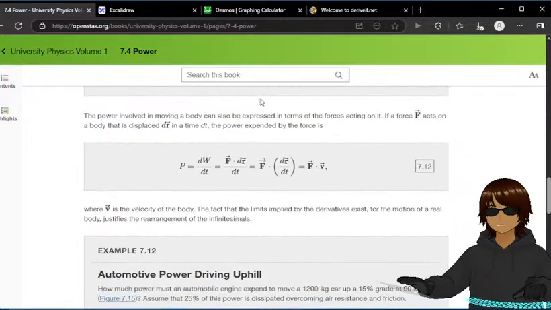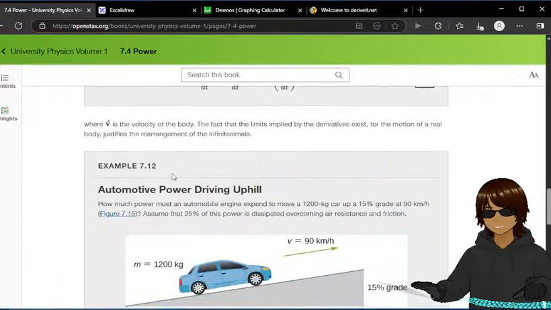Power involved in moving a body can also be expressed in terms of the force acting on it. If a force F acts on a body that is displaced dr in time dt, the power expended by the force is dW over dt, which is force F times dr over dt. Okay, they're treating force as constant. Yeah, force times velocity, where v is the velocity of the object. The fact that the limits implied by the derivatives exist for the motion of a real body justifies the rearrangement of the infinitesimals.